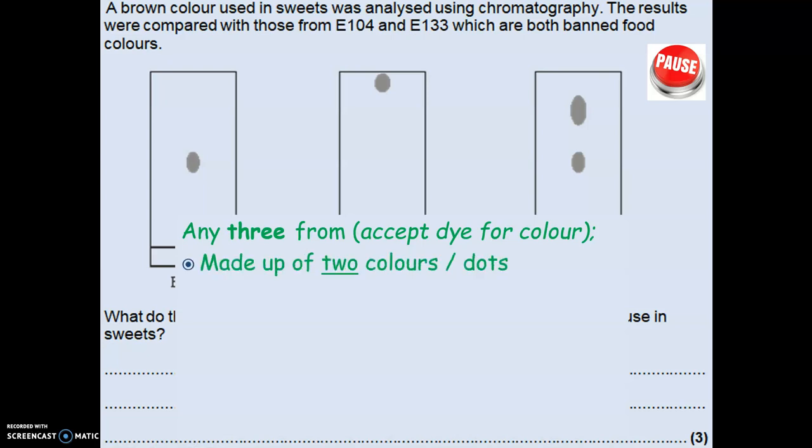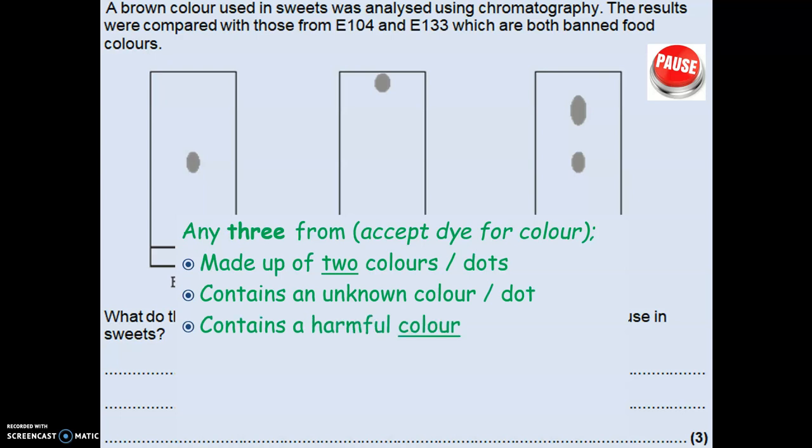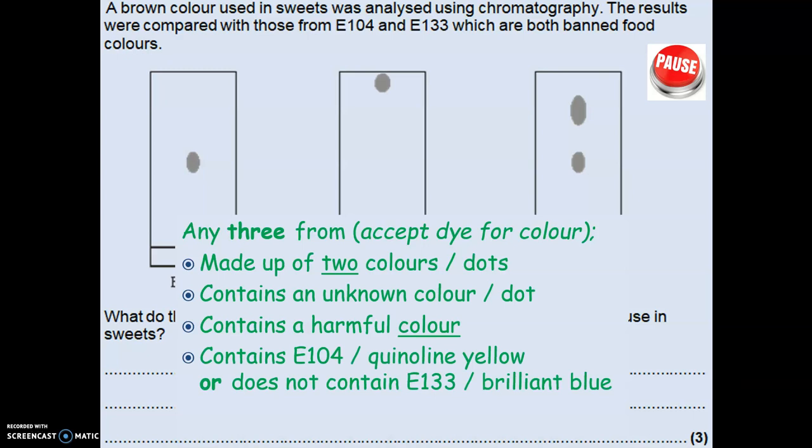accepted as well. So it's made up of 2 colours or 2 dots. That's one point there, if you mention that it's made up of 2 colours. Contains an unknown colour as well, the dot. There's an unknown one. Contains a harmful colour because it is banned. If you look at the top line, because it is banned, harmful. Contains E104, which is quinoline yellow, or does not contain the brilliant blue. One of those.